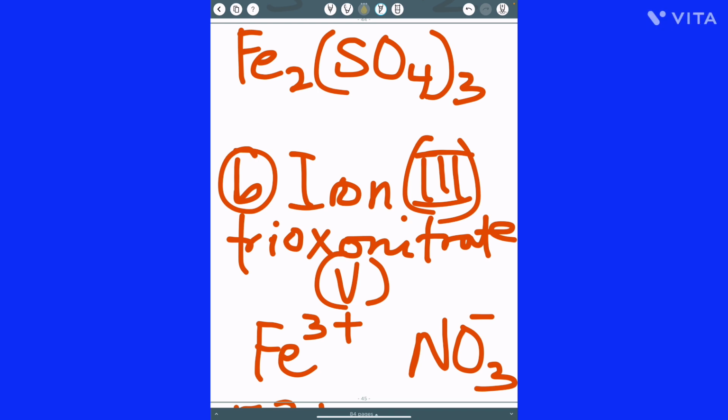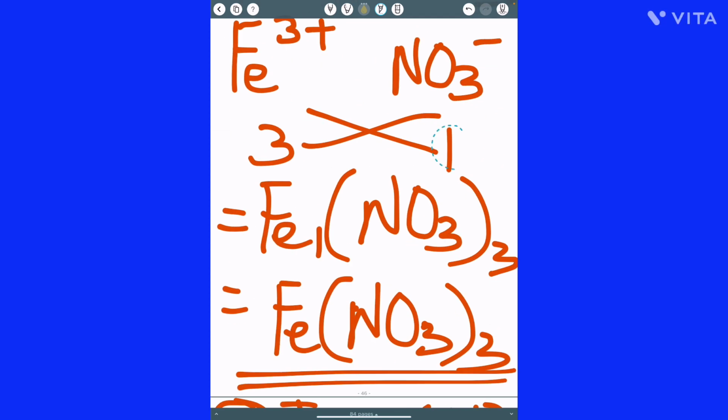Here, the molecular formula of iron(III) trioxonitrate(V) will also be done the same way. Iron(III), Fe3+, and the trioxonitrate(V) anion is charged -1. So from that, I'll get their valencies 1 and 3. Swap the valencies: Fe1 (NO3) times 3. So that gives me Fe(NO3)3, this molecular formula.